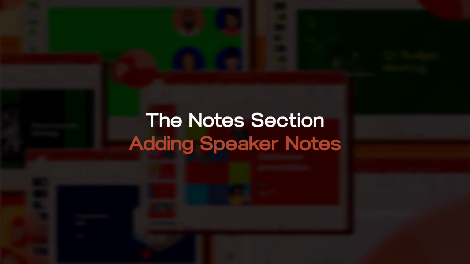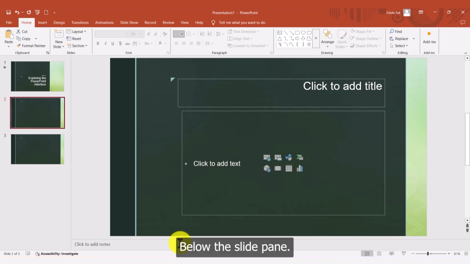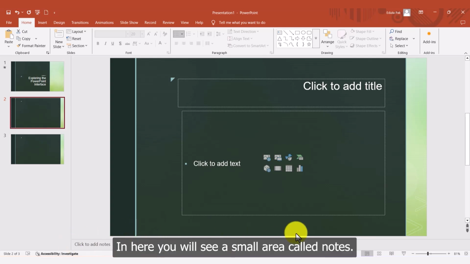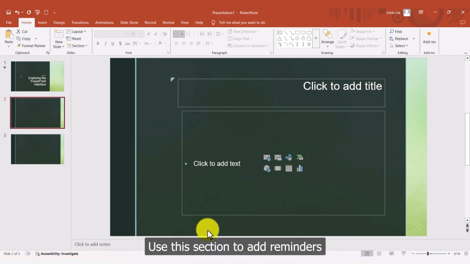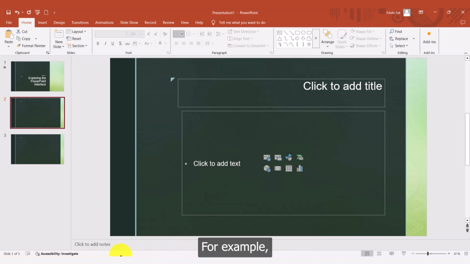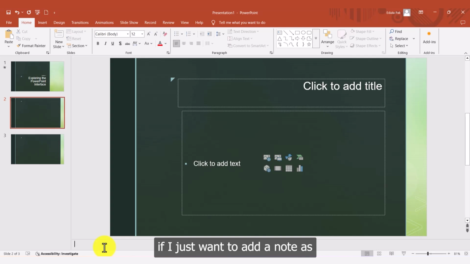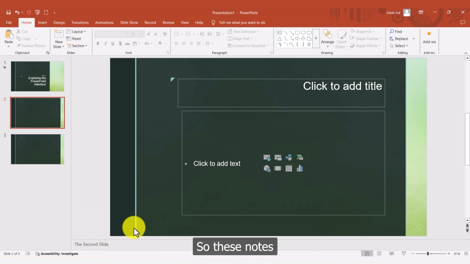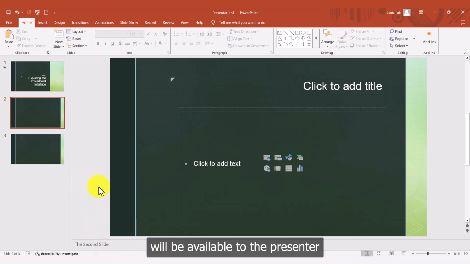The notes section, adding speaker notes. Below the slide pane in here, you will see a small area called notes. Use this section to add reminders or talking points for each slide. When you present in presenter view, only you can see the notes. For example, if I just want to add a note on the second slide, so these notes will be available to the presenter only.